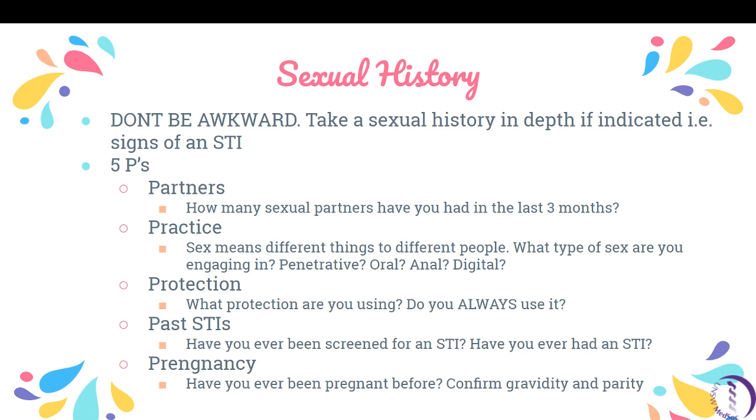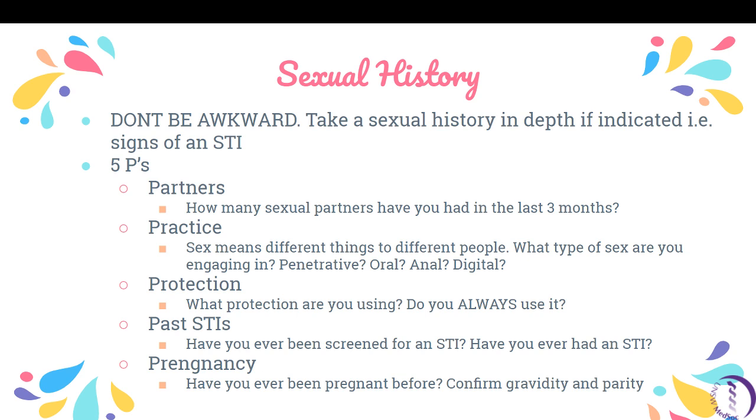Next, you want to know about the practice. So how I usually word this question is that sex means different things to different people. So what type of sex are you engaging in? Is it penetrative, oral, anal, digital? If they think that this is a bit intrusive, just say something like, oh, well, you know that different types of sex make you higher risk for certain types of infections or diseases. So I just want to know the full picture so I can see what's going on.